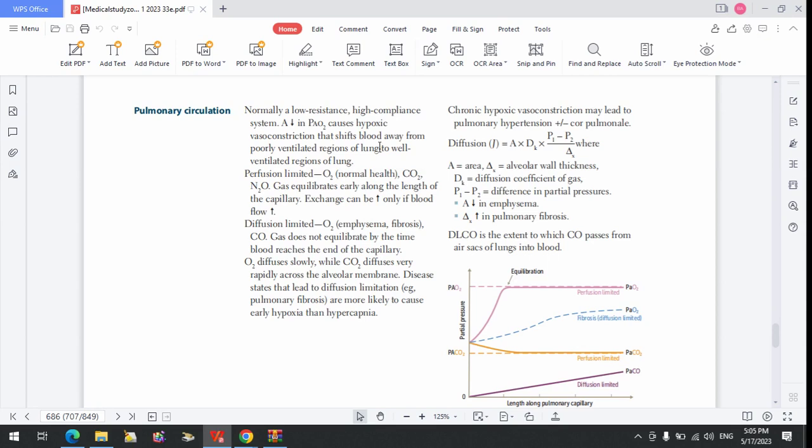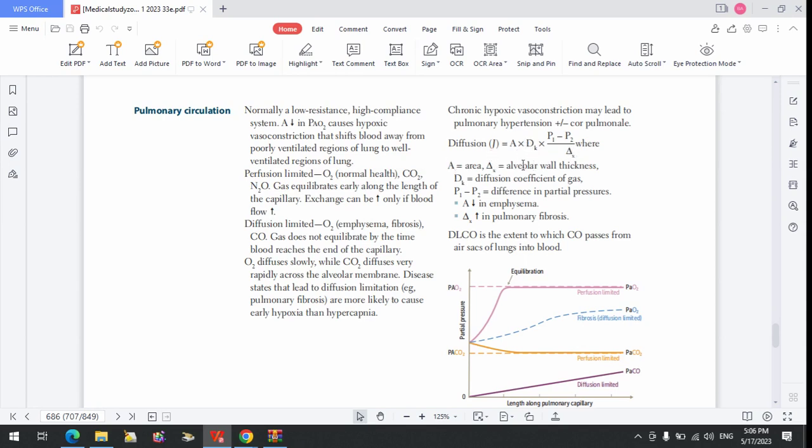Now, there's a formula that I want us to know. And this is the formula: diffusion equals area. You might not need to cram this formula. Just know the area and the pressure change. Area times pressure change is directly proportional to diffusion.